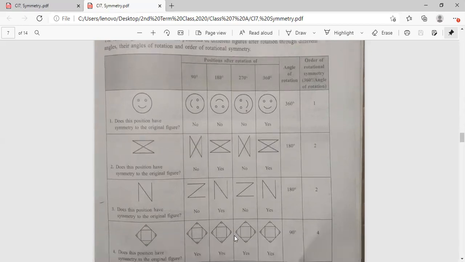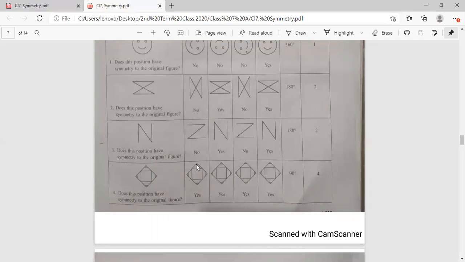Similarly, this one. Now here you see this, when you rotated 90 degree, it came here. At 180 it came here. Every time it is looking exactly the same. So angular rotation is 90 degree. At the first point only it looked exactly the same. So it is 90 degree. And how many times it looked exactly the same? 4 times, till it completed 360 degree. But also you can write 360 divided by 90 is the order of rotation. That is 4.